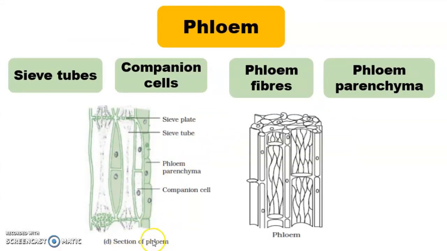So here this is the section of the phloem where you can see sieve tubes, sieve plate and sieve tubes, phloem parenchyma and companion cell. These are the four elements found in phloem, and this is the complete structure of a phloem.